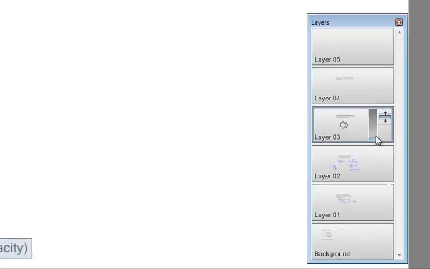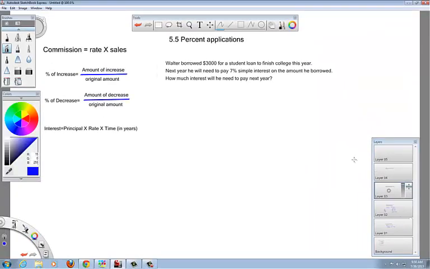Next one. Walter borrowed. This is the interest problem here, by the way. There's going to be 2 of these because one's easy and one's tricky.